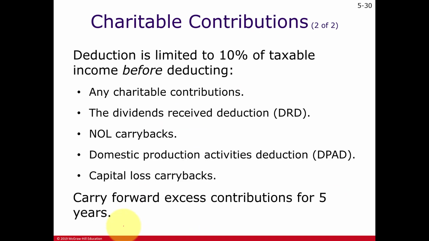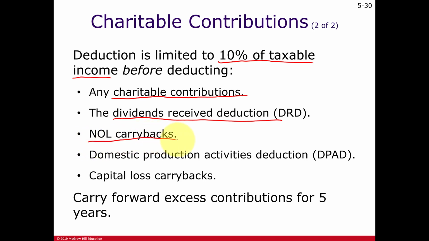So the main limitation for tax purposes is that you can only deduct up to 10% of your taxable income. But that taxable income doesn't include any deduction for charitable contributions because you're trying to figure that out right now, before figuring out the limitation. You also cannot deduct any dividend received deduction, which I believe is going to be the next example we'll take a look at. You cannot carry back NOLs to this year.